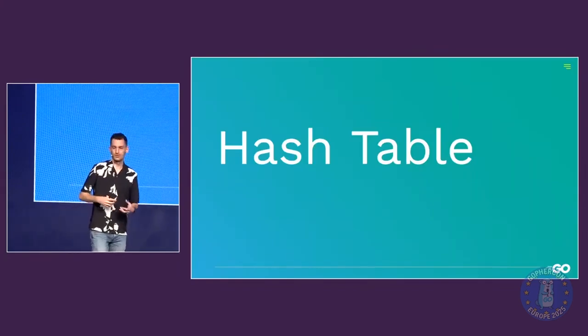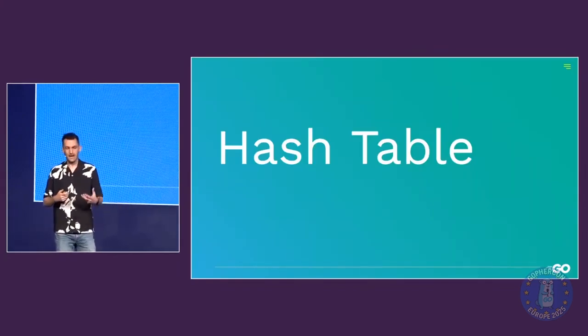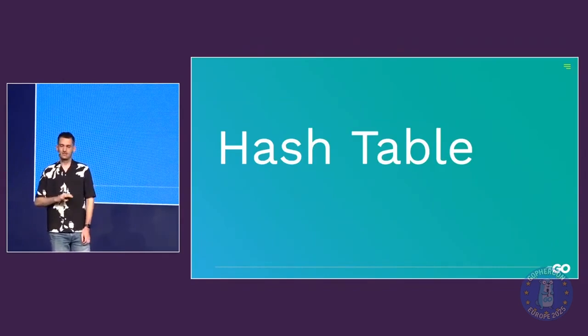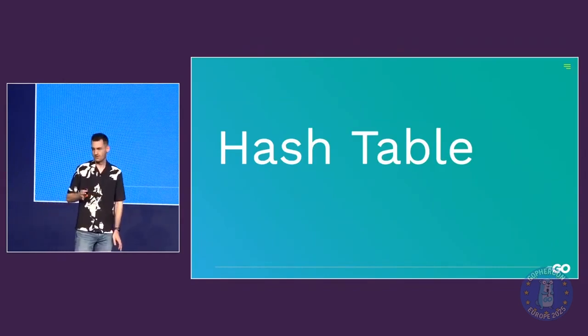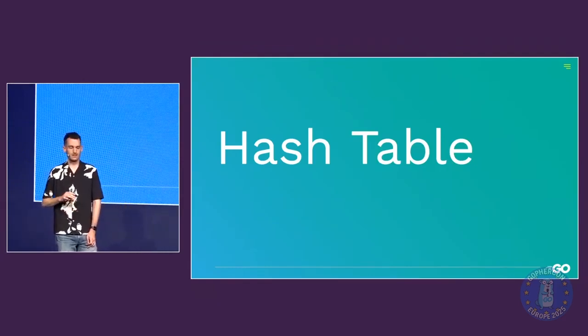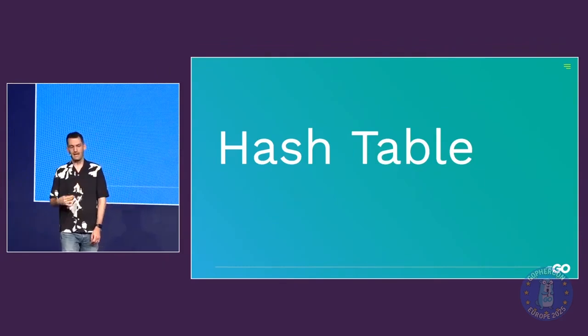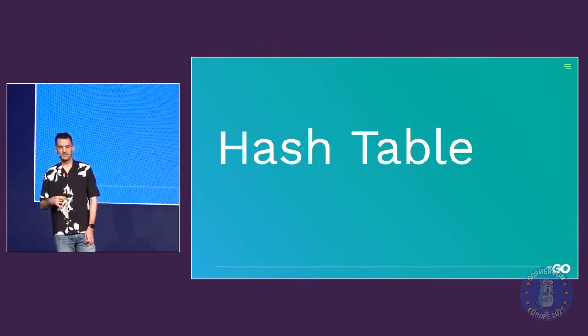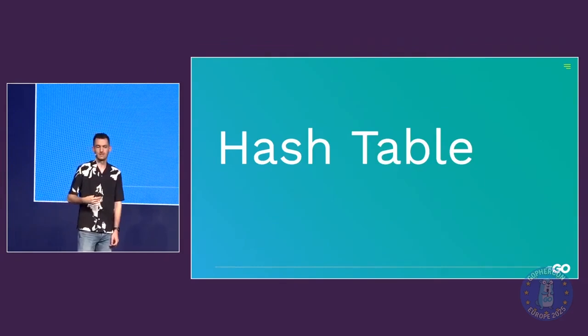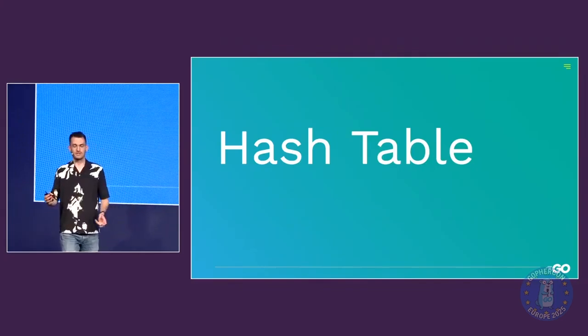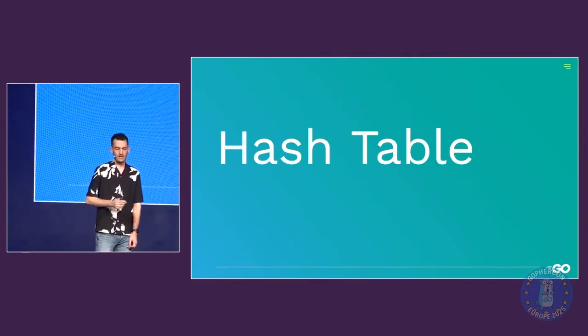Just to be clear, when we say map, it's a bit of a generic term for generally any sort of key value collection. And there are different data structures that can be used to implement a map. When we're talking about Go's built-in map, that's a hash table. A hash table specifically is a data structure that uses a hashing function to map arbitrary key values from a large key space into a smaller set of storage locations where we can store them.